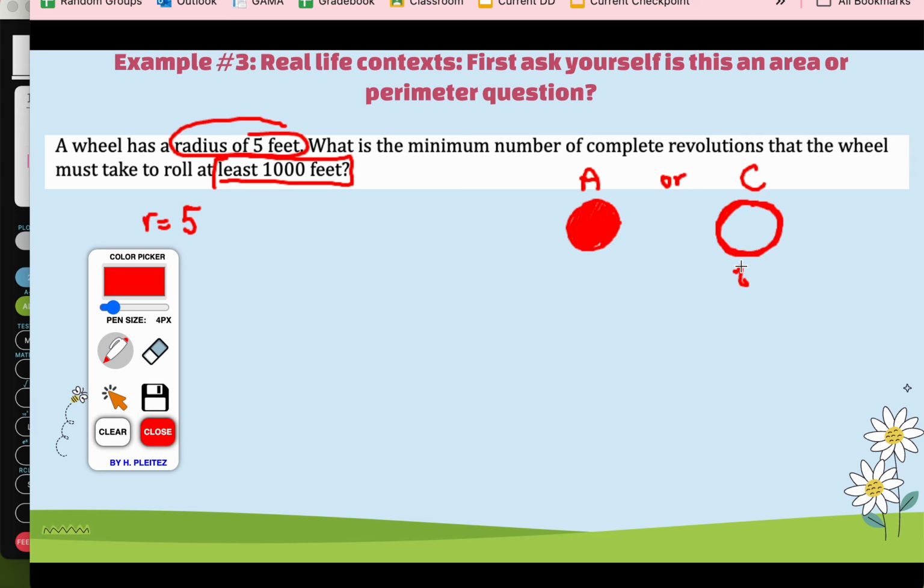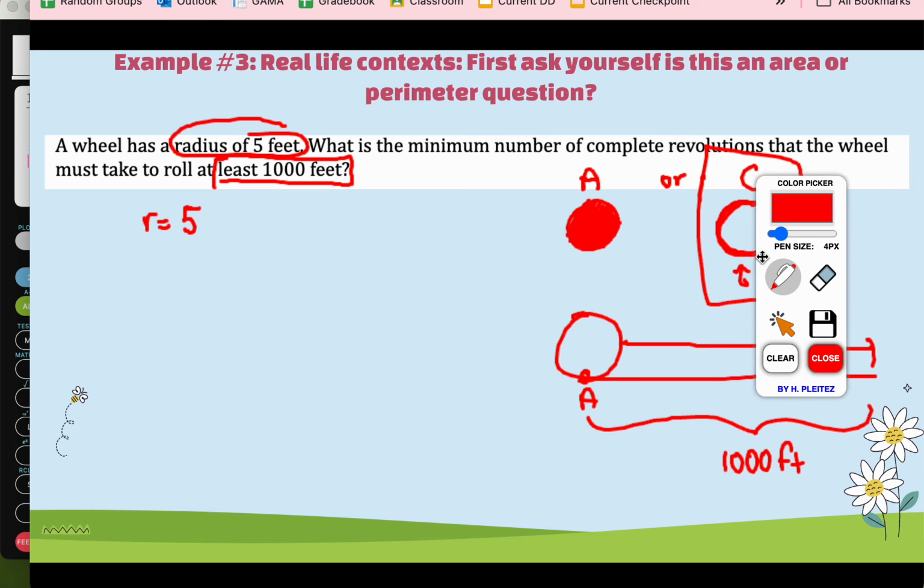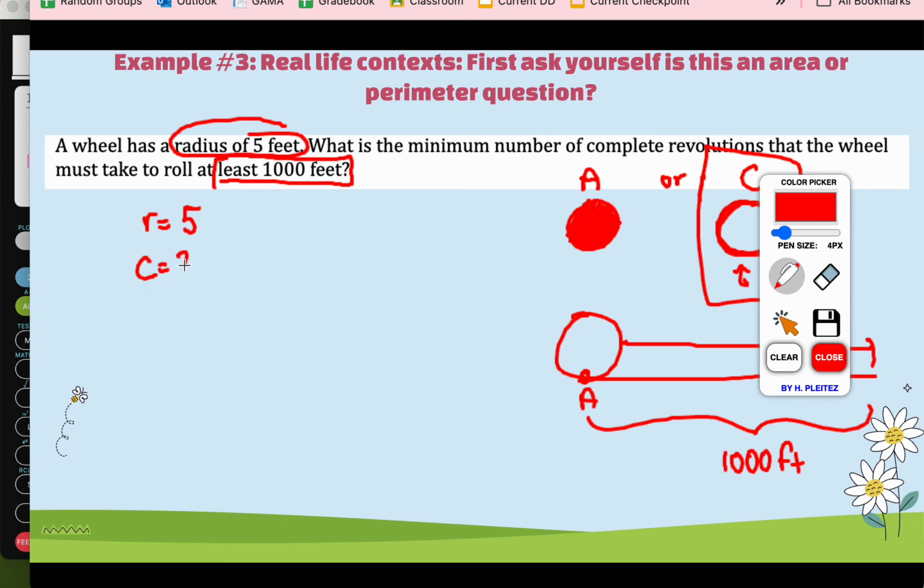Now, this question is going to be a circumference question, because what's happening is we have a wheel and it's going to just be rolling and rolling and rolling. Now we have a wheel that's starting, and it's going to do a certain number of revolutions, and our end goal is to get to 1,000 feet. So it doesn't really matter how much region is shaded inside, it matters the perimeter of that wheel. So I know I'm dealing with circumference here, so let's go ahead and find that, right?